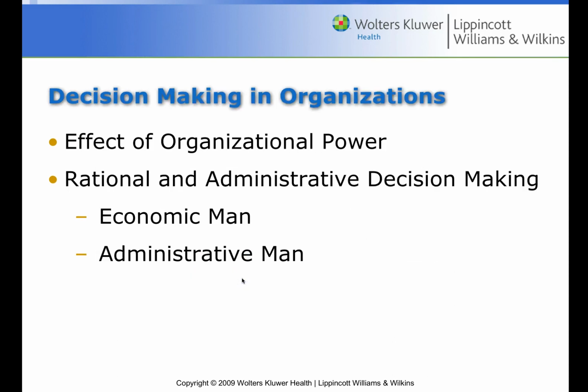Decision-making in an organization: it's so important that we remember that powerful people in organizations are more likely to have decisions made, either by themselves or their subordinates, that are congruent with their own preferences and values. Power matters. So whoever's at the top of the food chain is going to use their own experiences and their own desires to influence decision making. I want you to be able to discern the difference between the economic man and the administrative man decision making.